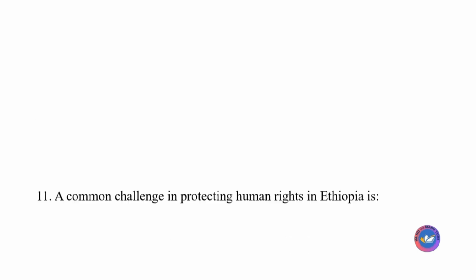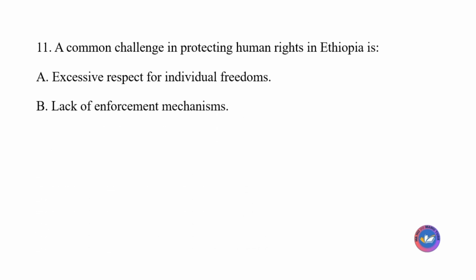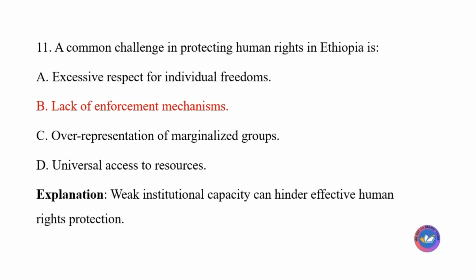Question number 11. A common challenge in protecting human rights in Ethiopia is A. Excessive respect for individual freedoms. B. Lack of enforcement mechanisms. C. Over-representation of marginalized groups. D. Universal access to resources. The answer is lack of enforcement mechanisms. Weak institutional capacity can hinder effective human rights protection.